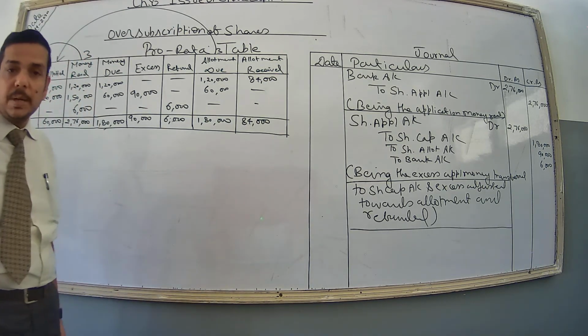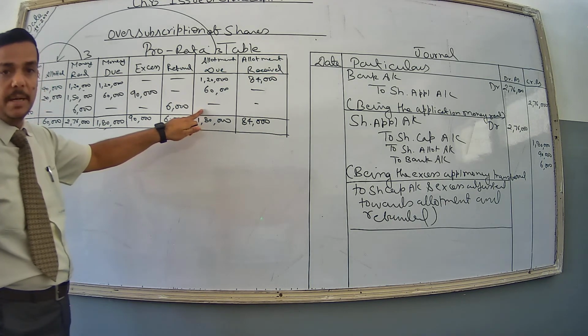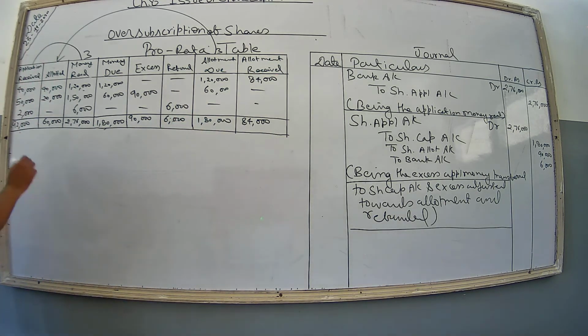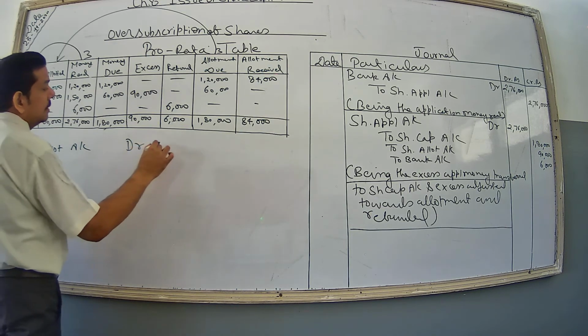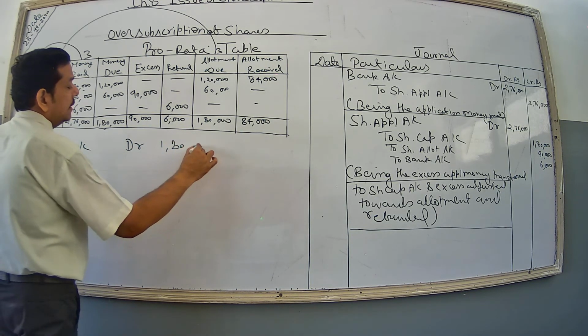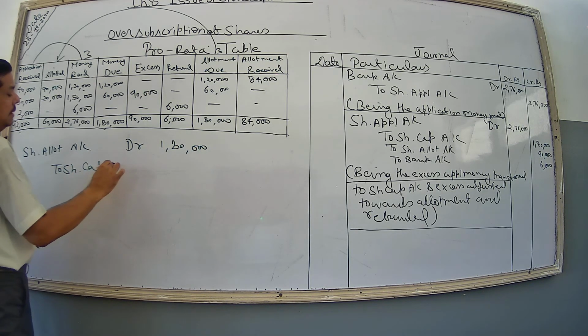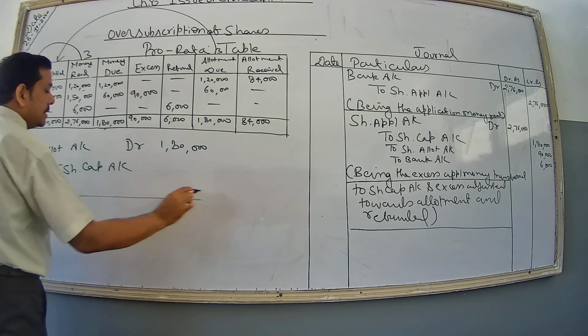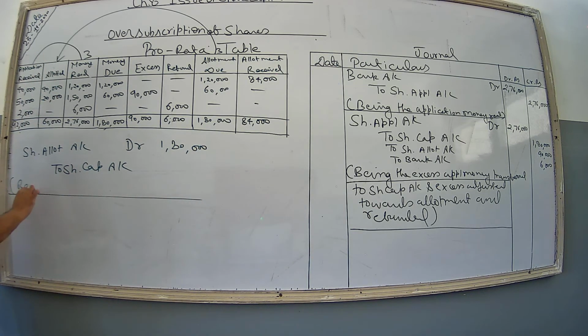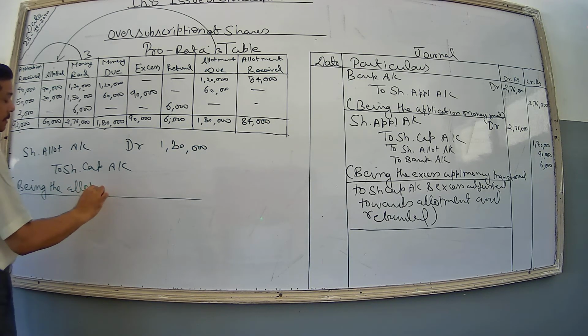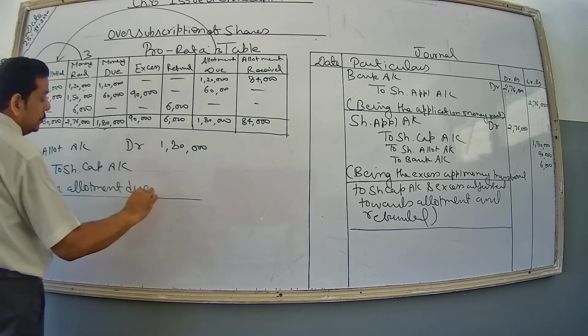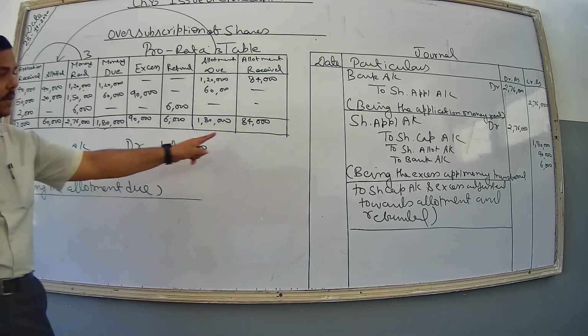Clear? Now we are going to pass the third entry for allotment due. How much is your allotment due? 1,80,000. So here we will pass the journal entry. Share allotment account debit 1,80,000 to share capital account. Write down the narration: being the allotment due.